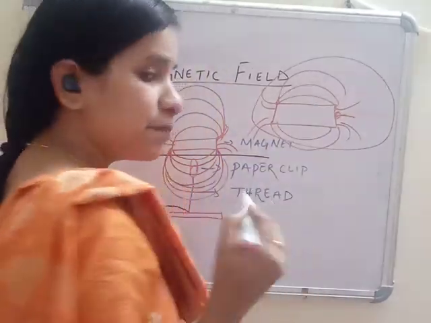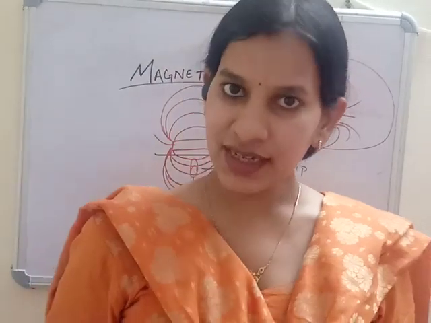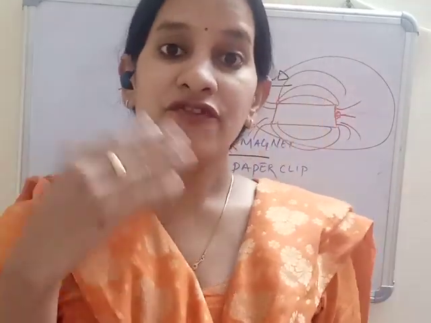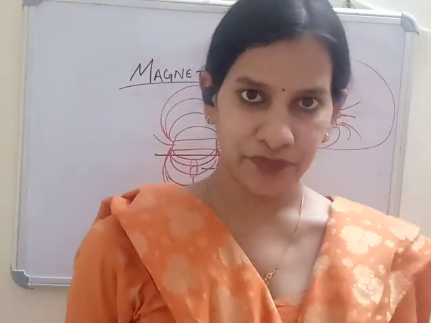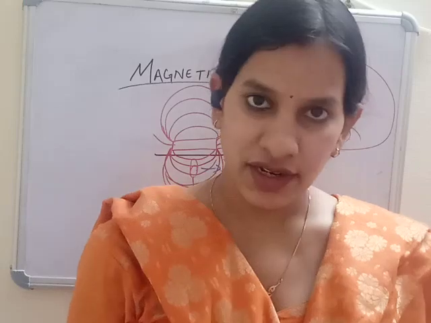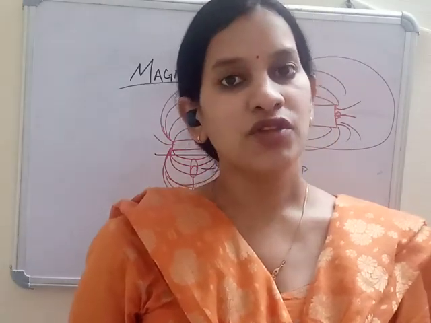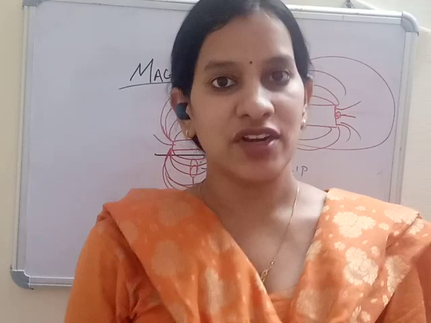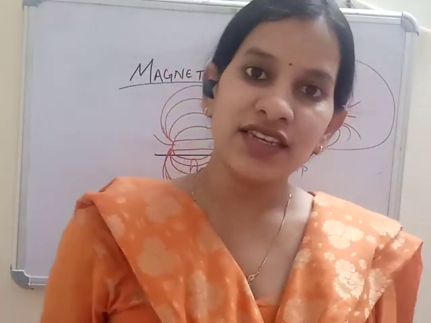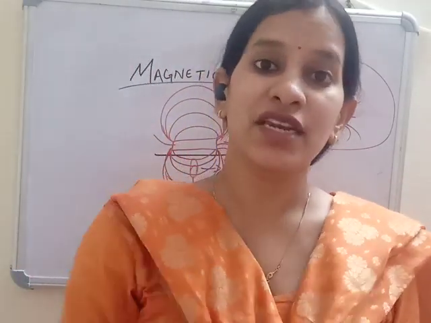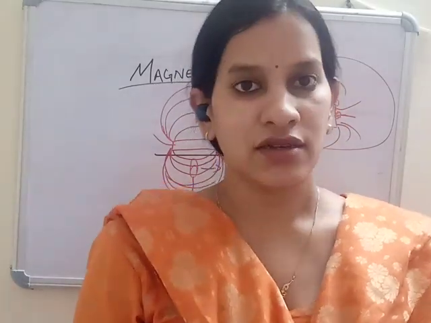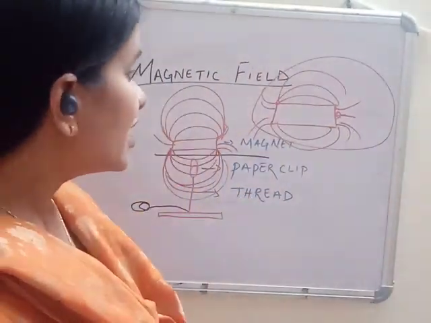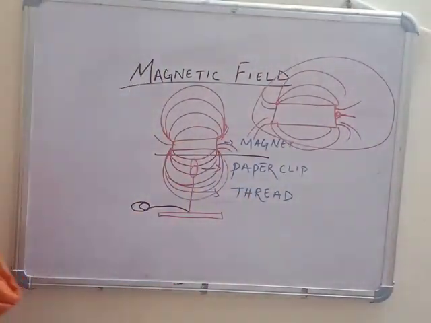This magnetic field depends upon the size of the magnet or the power of the magnet. If the size of the magnet is big, it will create a large area. If it is small, it will create a small area. Depending upon the size and the power of the magnet, it creates the magnetic field around it. And if any magnetic substance comes into that particular area, only then will it be attracted by the magnet.